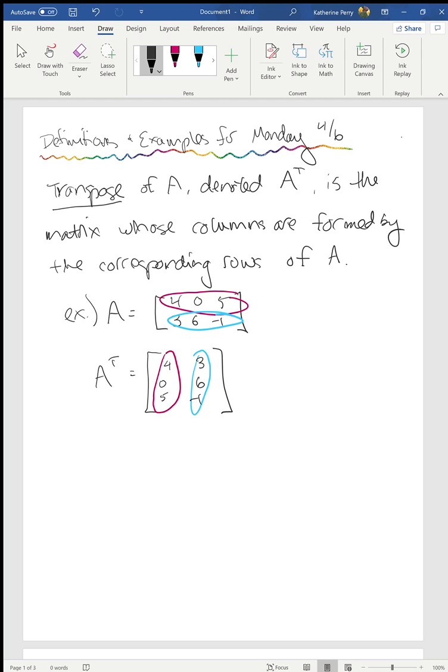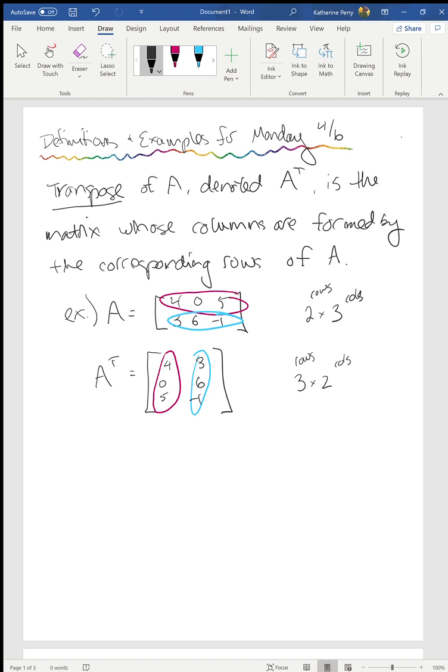And one thing to notice then, A is a 2 by 3 matrix, and the transpose of A is a 3 by 2. So notice we're switching. So here I have 2 rows and 3 columns. And here I've got 3 rows and 2 columns.